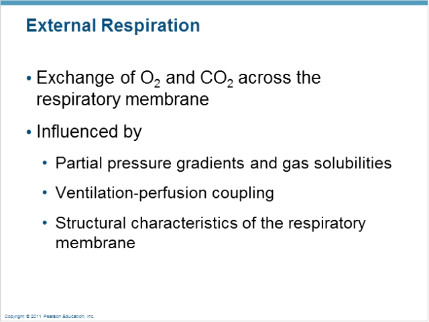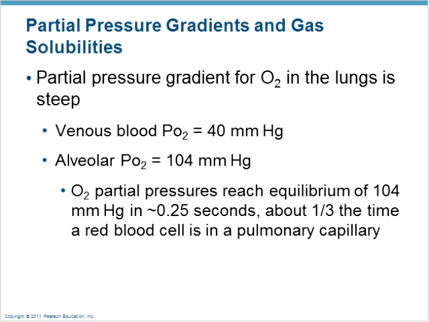External respiration, by definition, is the exchange of O2 and CO2, oxygen and carbon dioxide, across the respiratory membrane, the alveolar membrane between the alveoli and the blood that have entered the lung. It's influenced by the partial pressure gradients and gas solubilities of oxygen and CO2, the ventilation-perfusion coupling, and the structural characteristics of the respiratory membrane, whether it's scarred or not scarred.